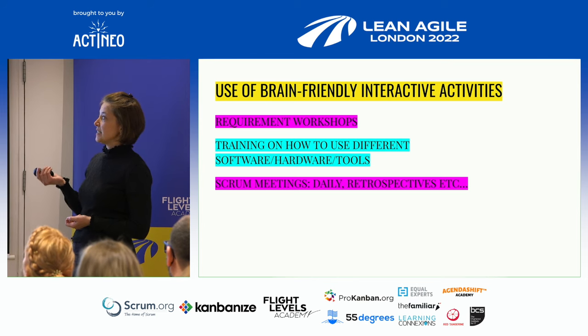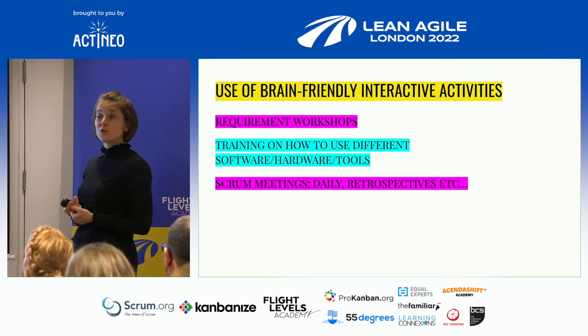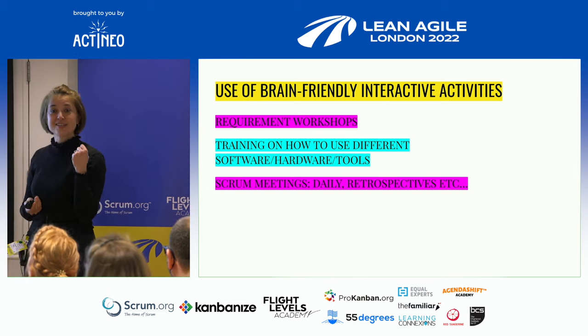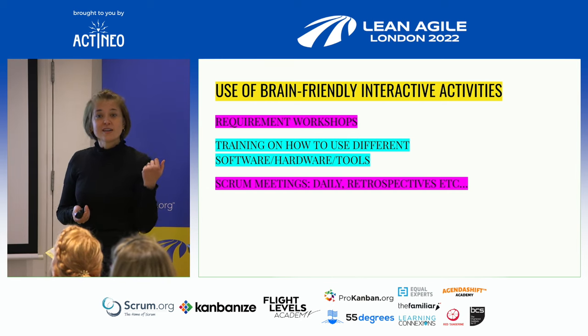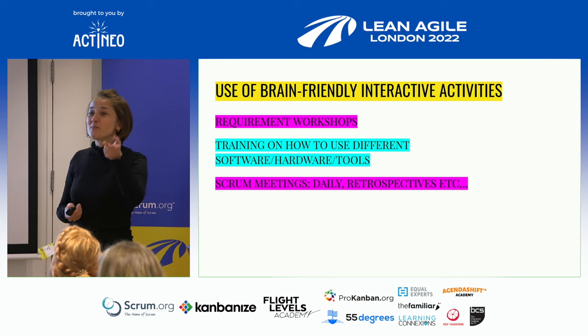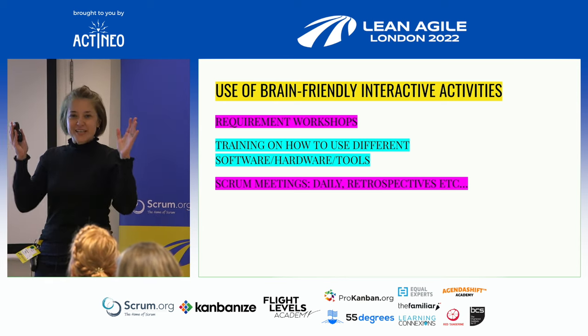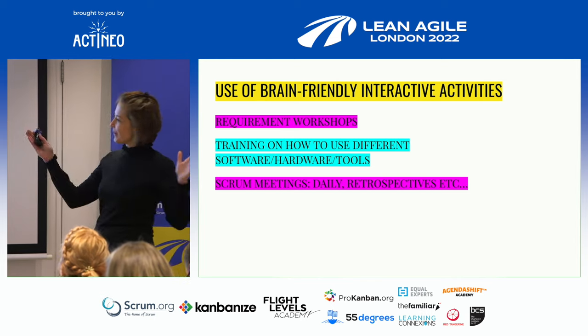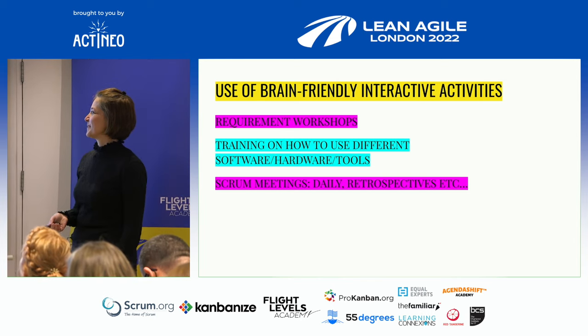For Scrum meetings and dailies and retrospectives, if you make a daily where you ask everybody to stand on one foot and tell you what they did yesterday, what they're going to do today, and if there are any problems, you're going to keep your dailies really short. They're not going to go half an hour, 45 minutes.